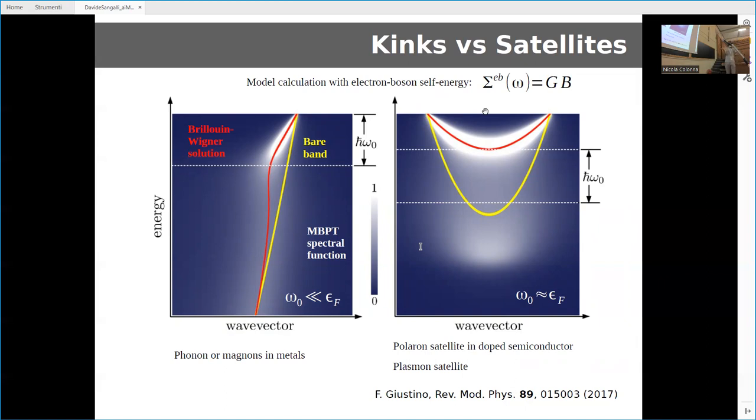In one case, the boson has an energy similar to the Fermi energy of the system, or even bigger maybe, which can be the case of the plasmon. In this case, you see the quasi-particle peak plus a replica. Instead, when your boson has an energy much smaller than the Fermi energy, you don't really get a satellite, but rather these kinds of features in photoemission. Compared to the bare band, there is what is called the kink in the band structure. And this is what can be captured by phonons and magnons. So this is in a model system.